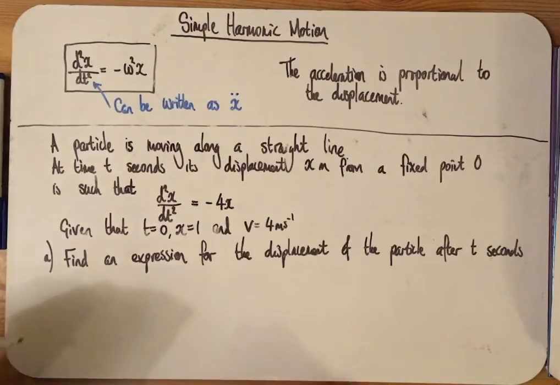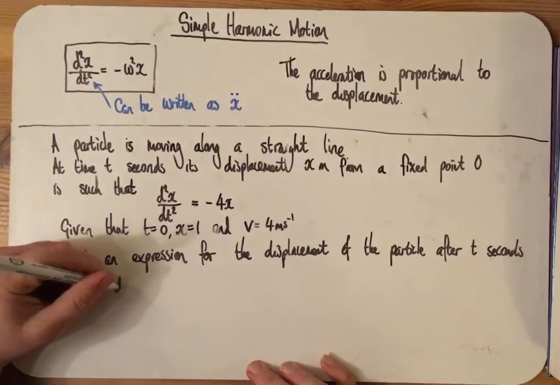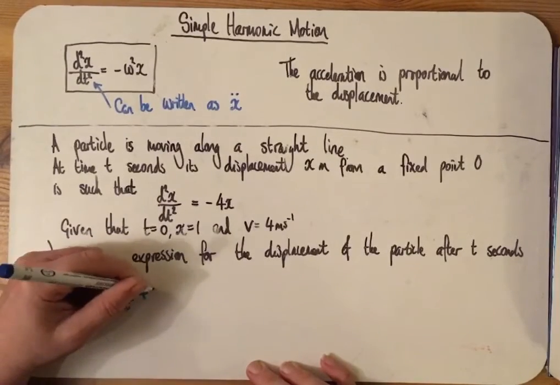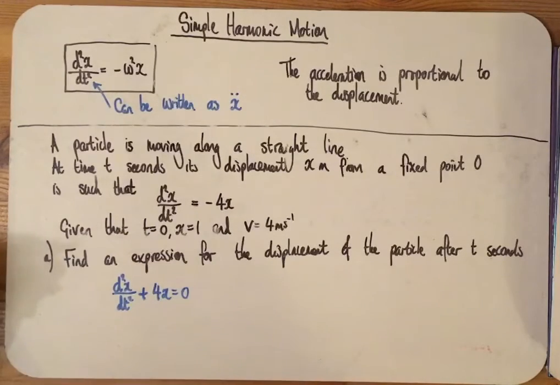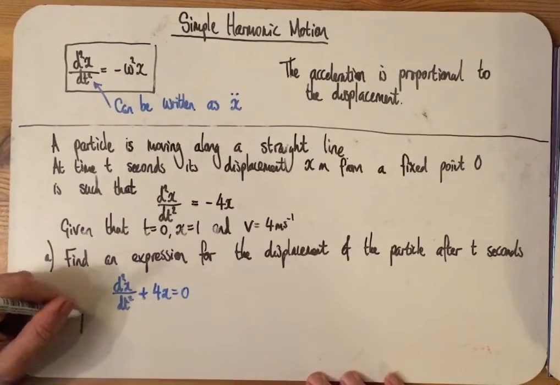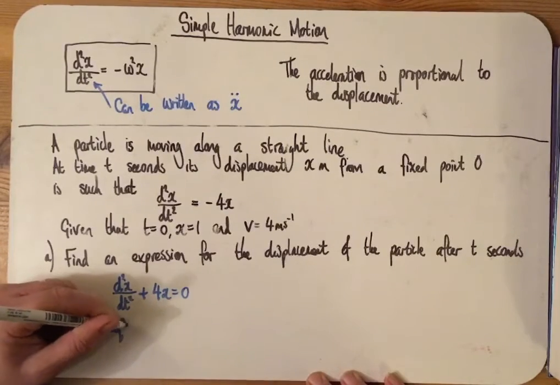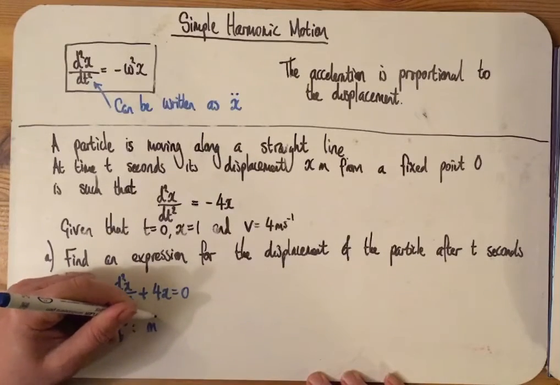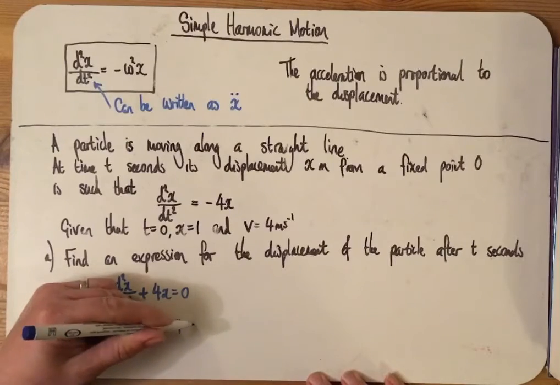So we know that d²x/dt² plus 4x is 0. This is a nice easy one to solve. So the auxiliary equation is m squared, there's no dx/dt term, so plus 4 equals 0.